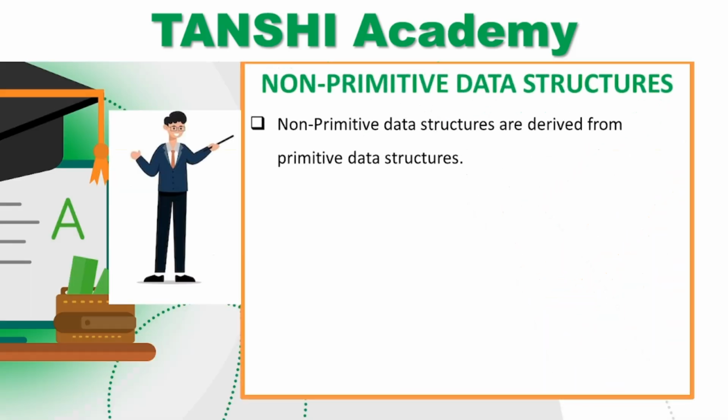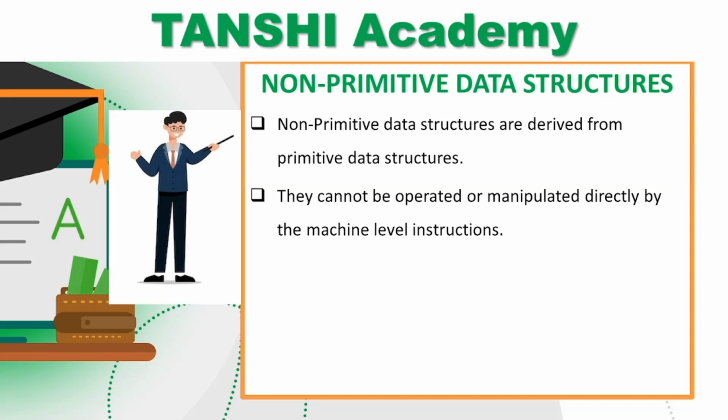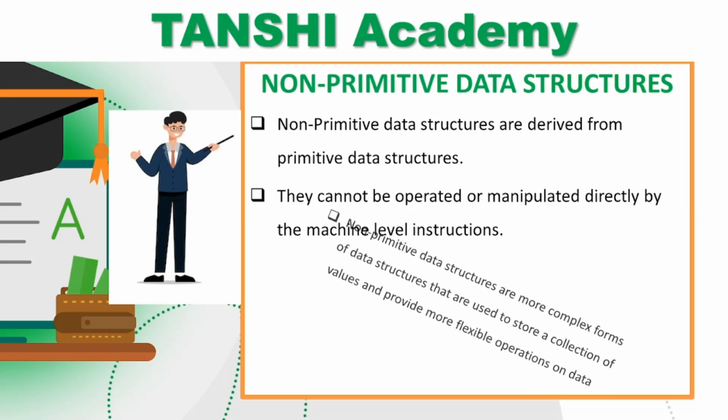Now, for introduction, non-primitive data structures are derived from primitive data structures. So what are we saying here? We are saying that you can derive a non-primitive data structure from a primitive data structure. Secondly, they cannot be operated or manipulated directly by the machine level instructions. You will notice that in primitive data structures, they can be manipulated directly by the machine level instructions. Here, they cannot be operated because they are more complex.